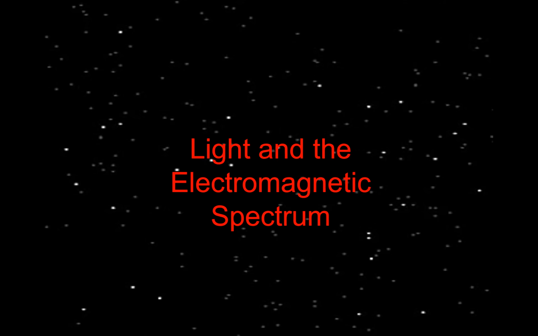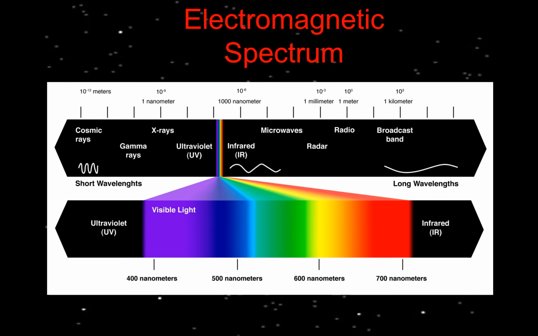So we're going to talk about light and the electromagnetic spectrum as a primer to talking about telescopes. When we refer to light, what we usually refer to is what we're seeing with our eyes in our everyday life. And all we can see with our eyes is actually a very small amount of what we refer to as the electromagnetic spectrum.